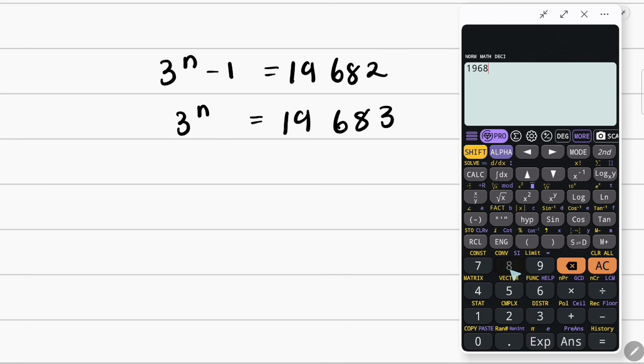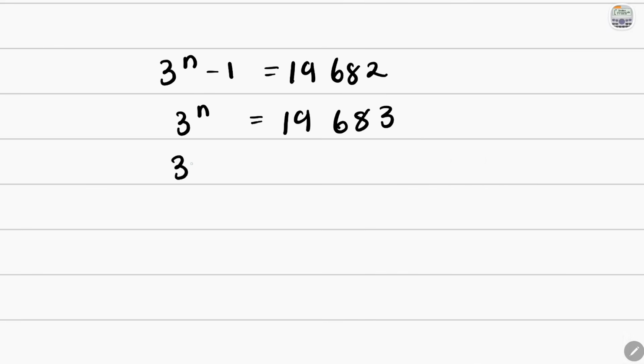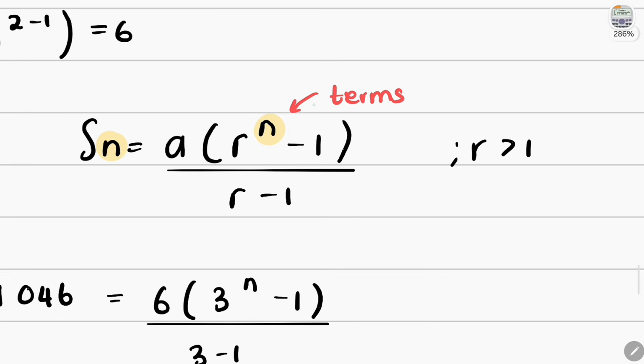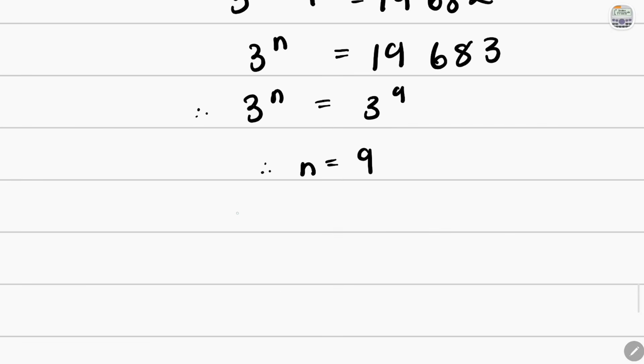So 19,683 is equal to, and I'll say shift factor, so it's 3 to the power of 9. Okay, so 3 to the power of n equals 3 to the power of 9. So therefore, this means that n is equal to 9. Notice that n that we are referring to here is the number of terms. The number of terms is equal to 9.